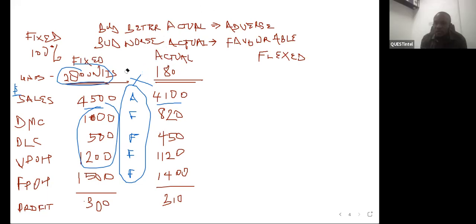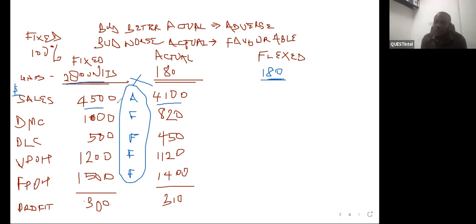Now, the only way that we can make a comparison that makes sense is if we can flex the budget. If we can have our budget based on 180 units, and that's what flexing is. If we can make our budget based on 180 units, then we can make a comparison between the actual and the flexed, because both of them have the same basis for comparison.